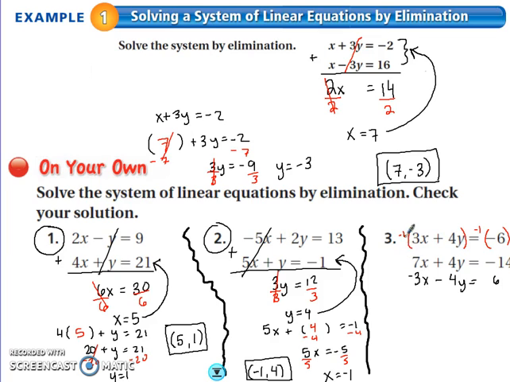So I'm going to focus now on my new system of equations. If I add them together, the y's will cancel. 7x minus 3x is 4x. Negative 14 and positive 6 simplify to negative 8. And dividing by 4, I find that x is equal to negative 2.